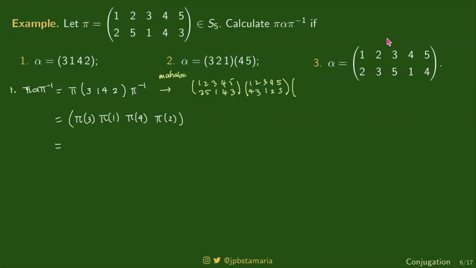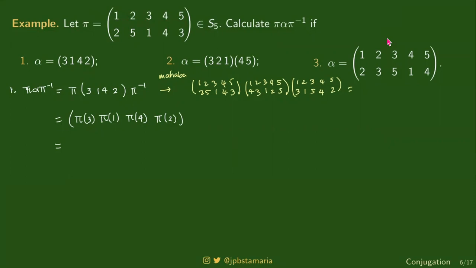Tapos yung pi inverse, i-inverse mo si pi. So 1 will go to 3, 2 will go to 1, 3 will go to 5, 4 will go to 4, 5 will go to 2. Tinitignan mo yung pataas. Pataas tayo pag inverse, di ba? Tsaka mo i-multiply. Ito yung mahaba. Ito yung manual version. Pero tinuruan kayo ng proof to do this in shortcut, no?